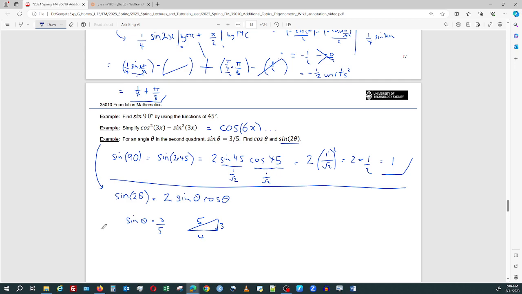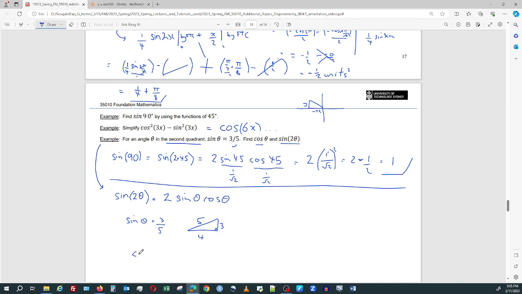Okay? So cos theta. Now it says we're in the second quadrant, so in the second quadrant we have negative x and positive y. So that means sine will be positive, which it is, and we're to find cos theta and sine 2 theta.